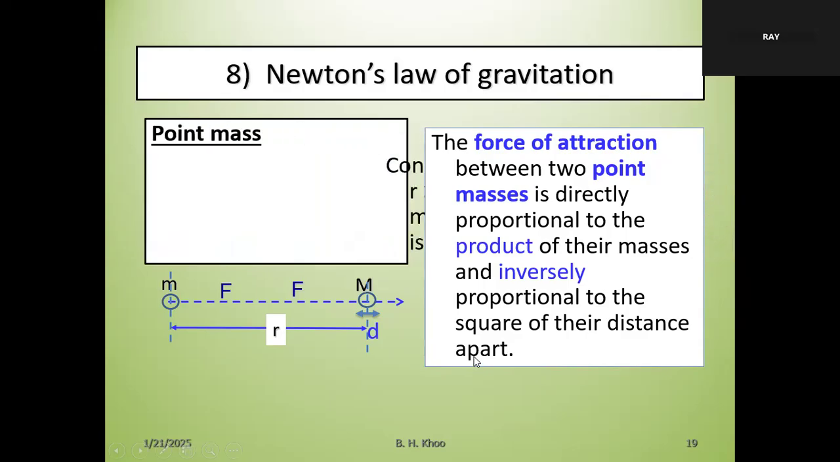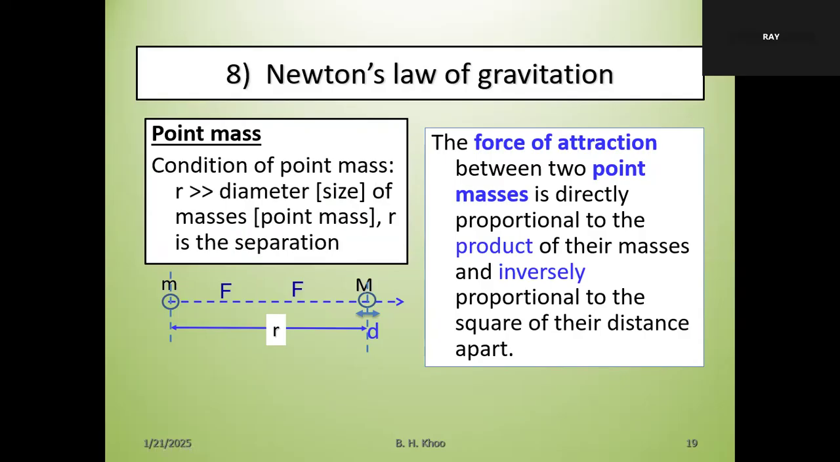Condition for point mass: the distance between the masses is very much greater than the diameter or size of the masses. Then you consider them as point masses. The force is attractive, action and reaction force. That's the equation, G m1 m2 over r squared. Memorize.